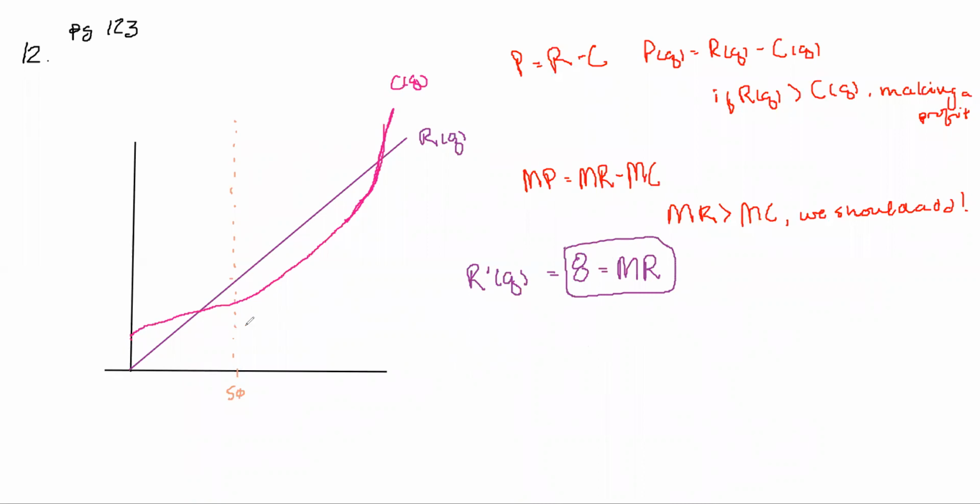Okay, so what about C prime of Q? A little less easy to estimate, but at 50, is C prime of Q less than or greater than R prime of Q? And I can go ahead and sketch a tangent line. Something that looks like that. The slope of the tangent line looks less than the slope of the revenue line.